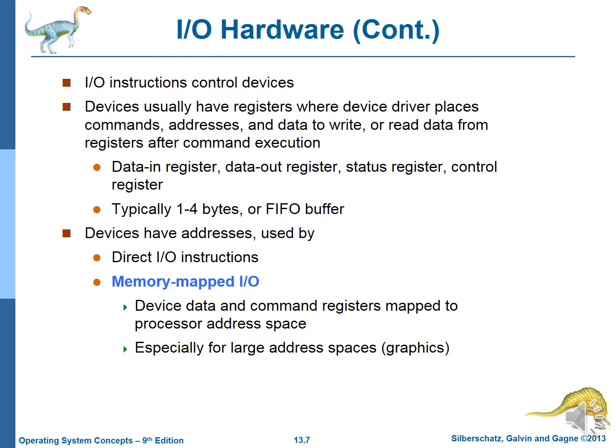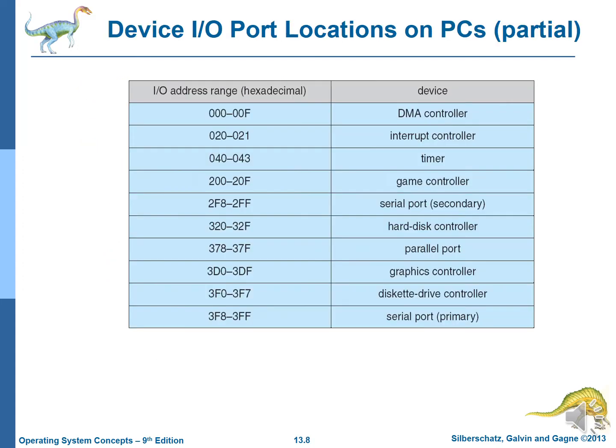IO hardware. Devices usually have registers where the device driver places commands, addresses and data to write, or reads data from registers after command execution. These are the data-in register, data-out register, status register and control register, typically 1 to 4 bytes or a FIFO buffer. It uses memory-mapped IO, where data and control command registers are mapped to the processor address space, especially for large address spaces, which supports graphics.